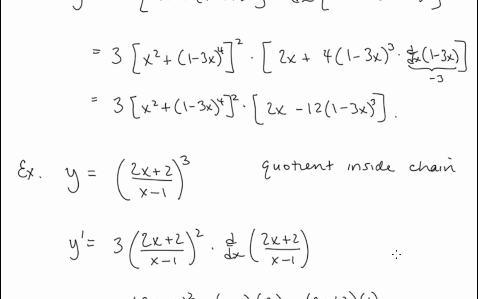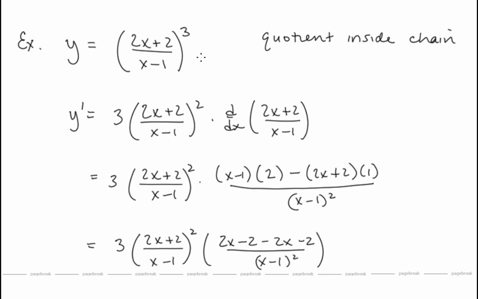Let's take a look at another. Here we have a quotient as an inside function. So we're going to have the quotient rule within the chain rule. What we have is something to the third power, so we're going to start with the chain rule. For the derivative, we're going to have 3 of that to the second power multiplied by the derivative of that inside function. So now to take this derivative, we need to use the quotient rule. Bottom times derivative of the top minus top times derivative of the bottom over bottom squared.